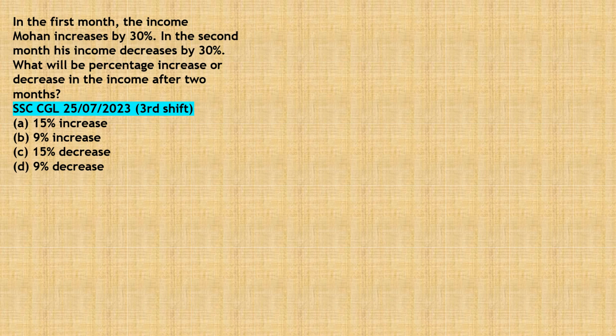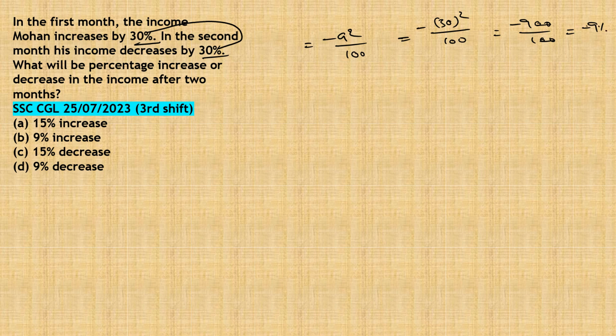In the first month the income of Mohan increases by 30%, in the second month his income decreases by 30%. What will be the percentage increase or decrease in the income after 2 months? What I have said, the two terms, increase and decrease terms, are the same, then what is the formula? That is minus A square by 100. What is A? That is 30%, minus 30 square. I'll write here 30 square divided by 100, which gives minus 900 divided by 100 is equal to minus 9% decrease in the income. That is option number D.